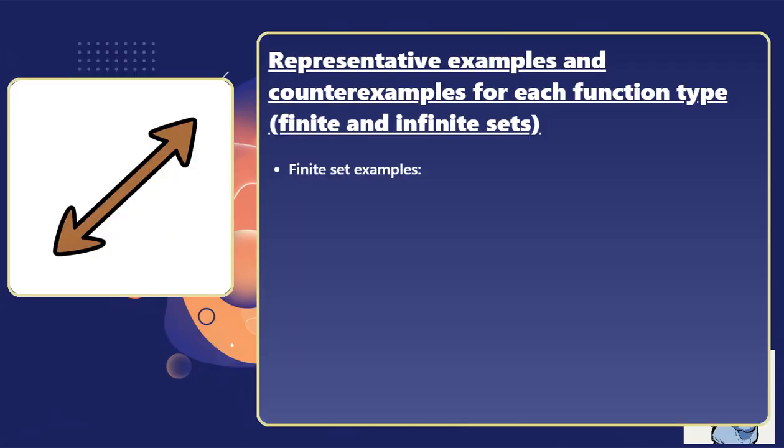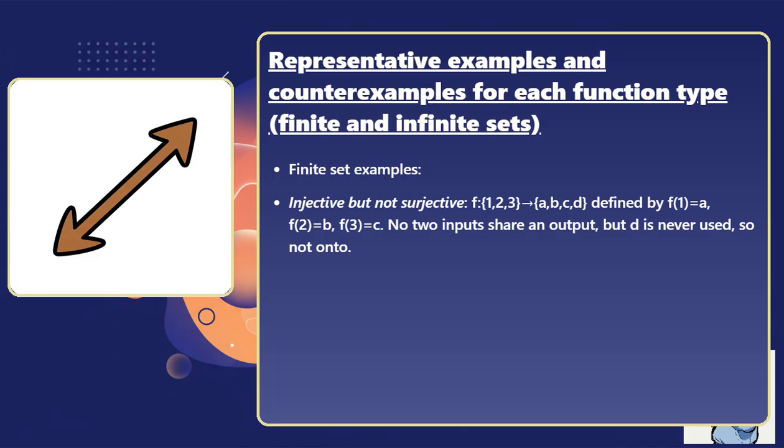Finite set examples. Injective but not surjective: f maps the set {1, 2, 3} to the set {A, B, C, D}, defined by f(1) equals A, f(2) equals B, f(3) equals C. No two inputs share an output, but D is never used, so it is not onto.